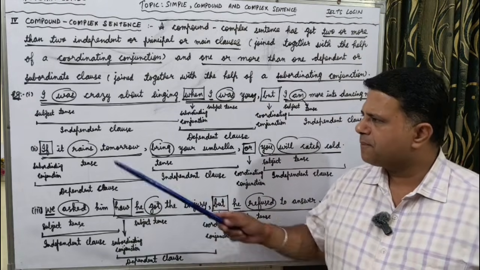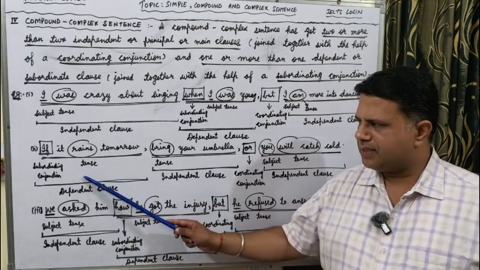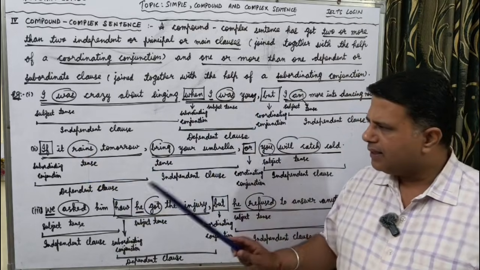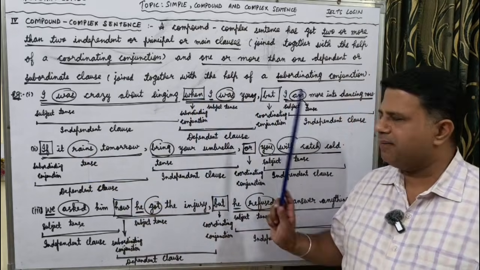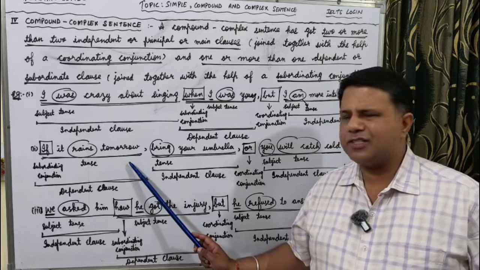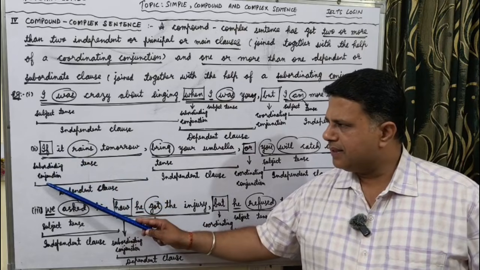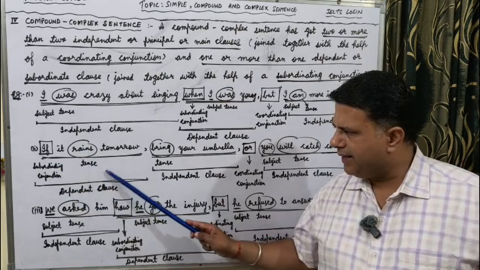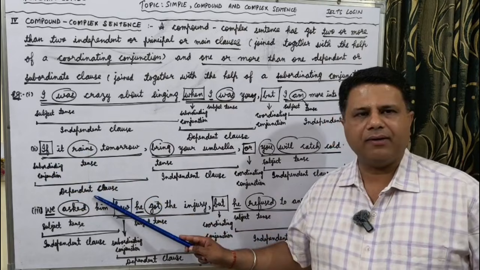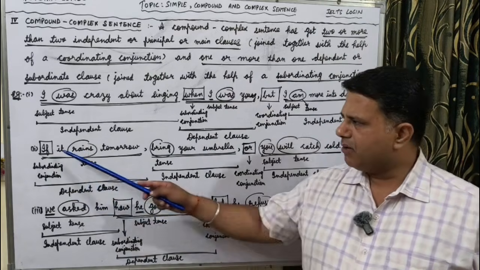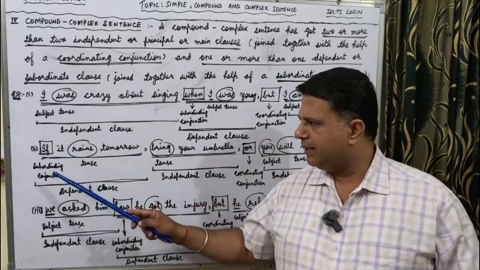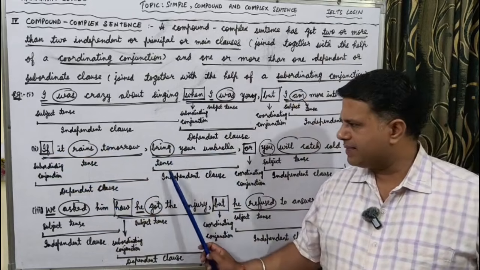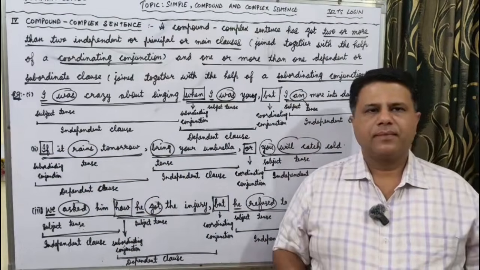Now the second example: If it rains tomorrow, this is a dependent clause, that's why the comma is there, as in the first sentence also after the dependent clause. If is the subordinating conjunction, rains is the tense element. If it rains tomorrow, this is a dependent clause. Why is it a dependent clause? Because a subordinating conjunction is there. If it rains tomorrow, bring your umbrella. Bring is the tense element, bring your umbrella.